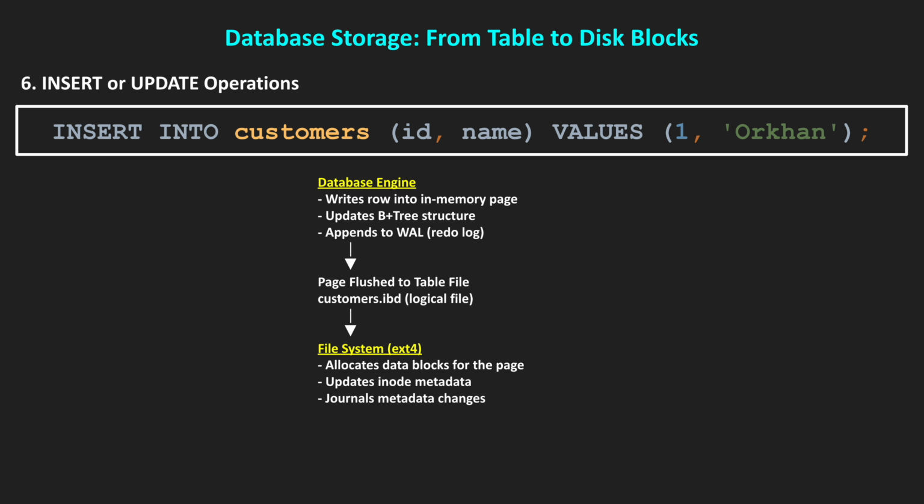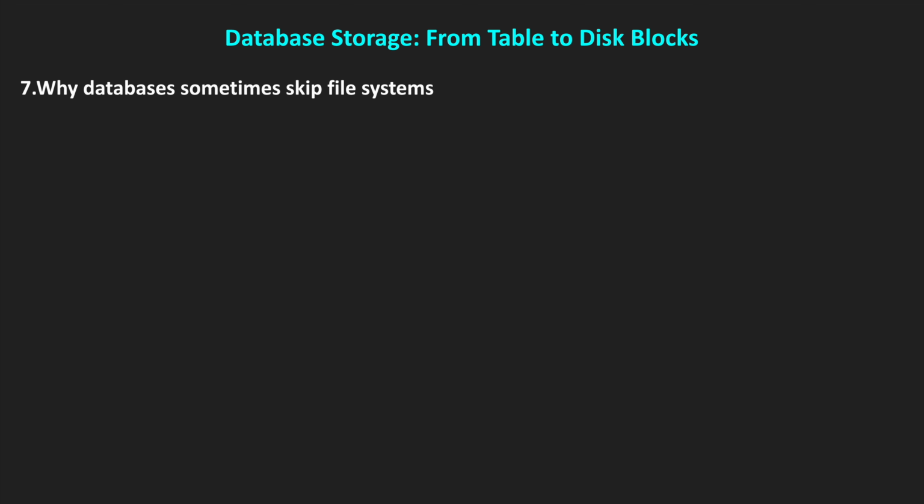And from there on, the file system picks up. What the file system does is it allocates data blocks for the page, it updates the inode metadata, and it journals the metadata changes. And the last one, the physical storage: those blocks that are allocated on the file system side are mapped into the physical sectors, and the actual zeros and ones are stored. So now let's go to the next one.